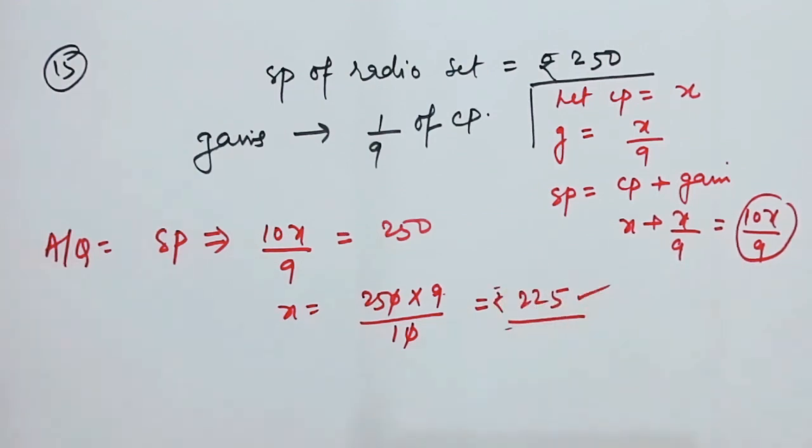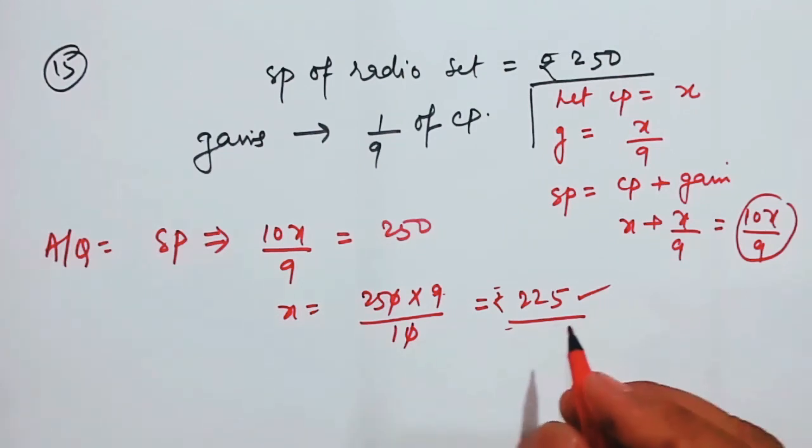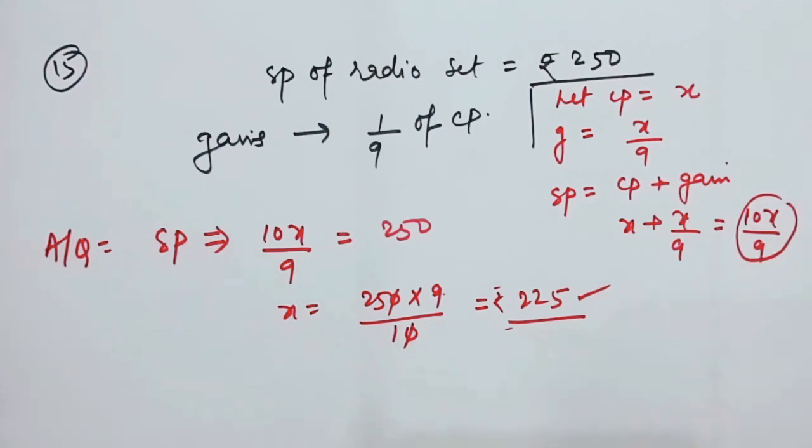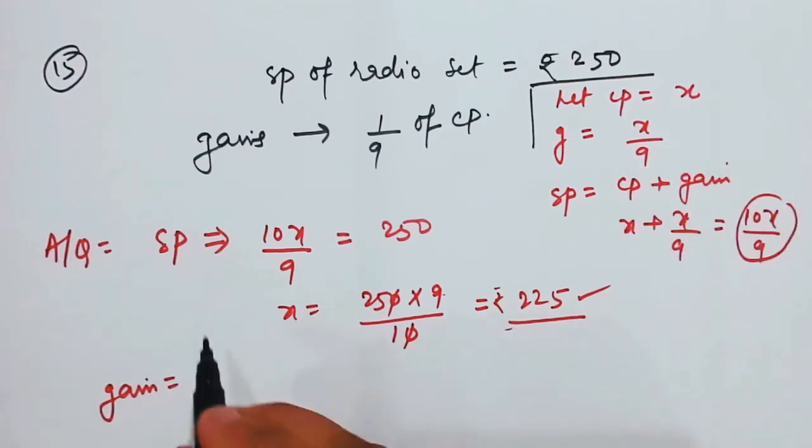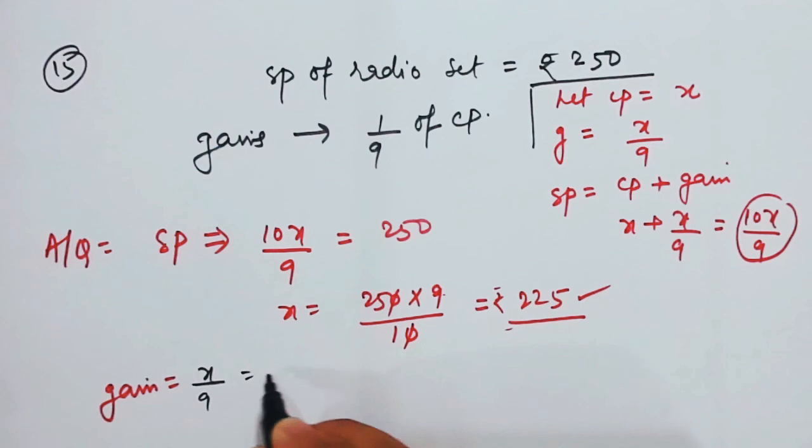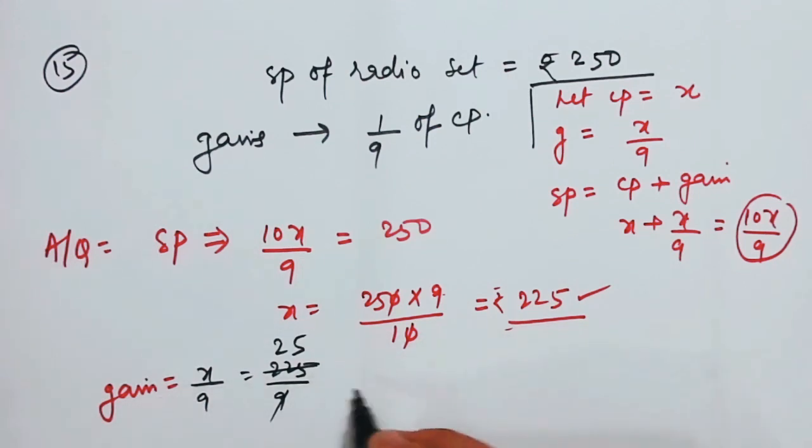Rupees. This is your cost price. Any problem? Or why the same thing? Find the profit percent. So don't you know the profit? Profit is equal to how much? So gain is equal to how much? Gain is equal to, यहाँ पे देखिए ना, x by 9. Gain equal to x by 9, मतलब 225 by 9, isn't it? So 9 how many times? 9 2s are 18. 9 5s are 45. Gain equal to rupees 25.